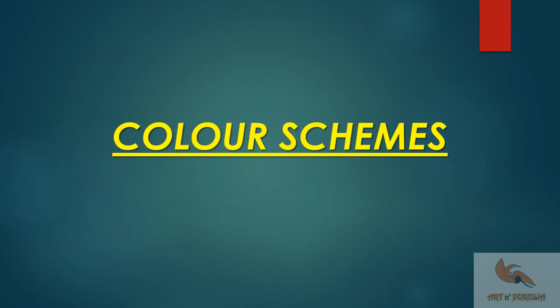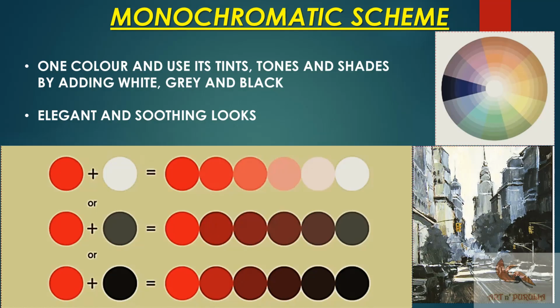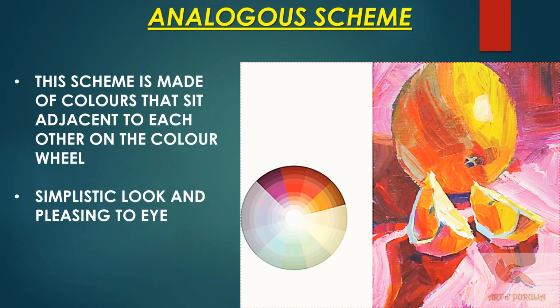Now we'll talk about some of the color schemes. When we use only one color and use its tints, tones or shades by adding white, grey and black, we refer to it as a monochromatic scheme. It provides a very elegant and soothing look. Analogous scheme. This scheme is made of colors that sit adjacent to each other on the color wheel. It provides a simplistic look and is pleasing to the eye.